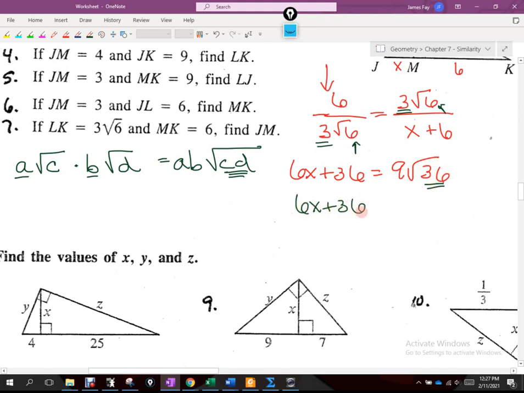6. So I can rewrite this as 9 times 6, which now I've got 6x plus 36. 9 times 6 is what, 54? And now I get 6x is equal to, subtract 36 from both sides. Should be 18, right? Does that give you x to be 3?